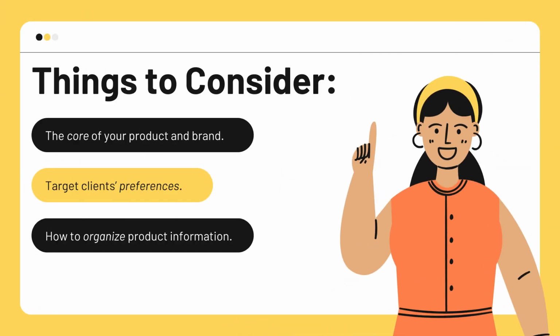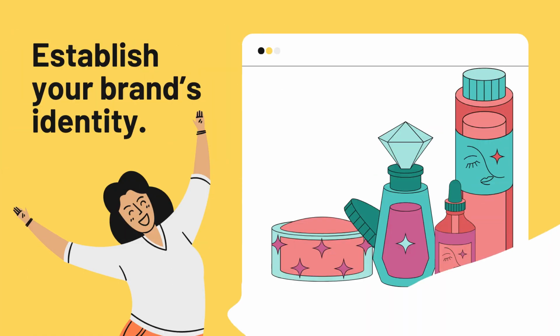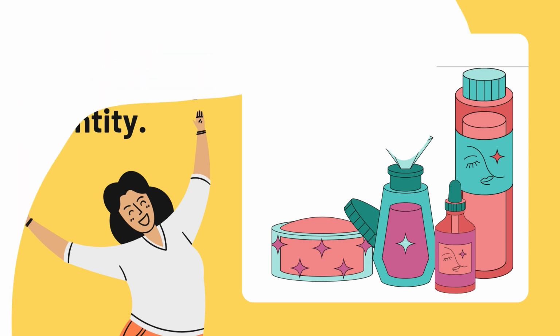Before you begin designing your graphic packaging, you should consider the core of your product and brand, the preferences of your target clients, and how you want to organize your product information. First things first, establish your brand's identity. The way that you package your goods is directly entwined with your brand. Because it is the most visible element of your company, it should accurately represent what your product is all about.